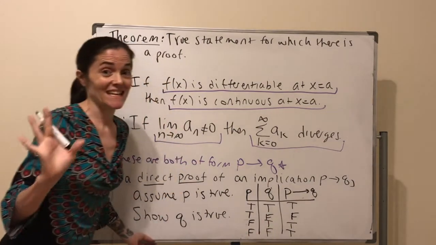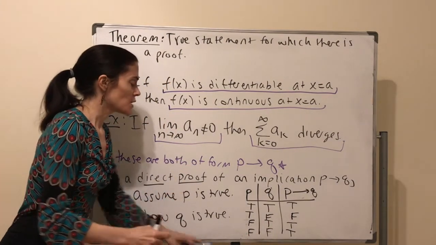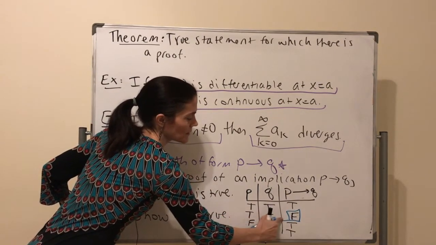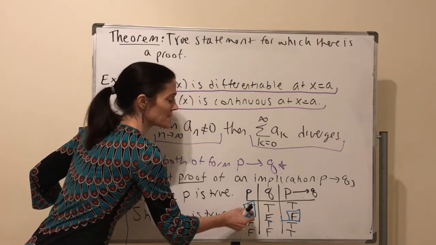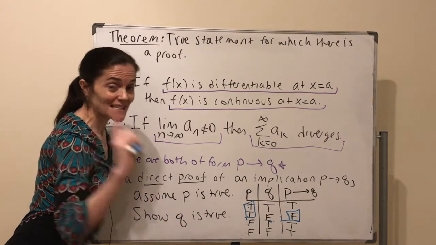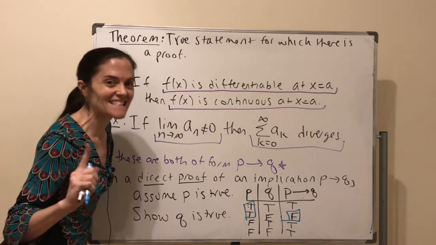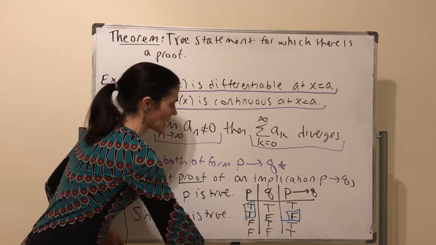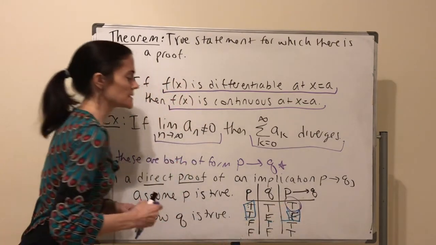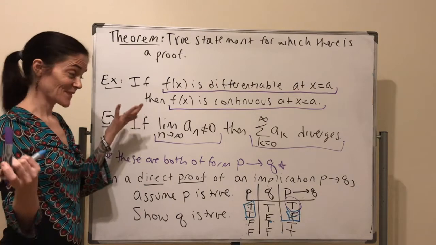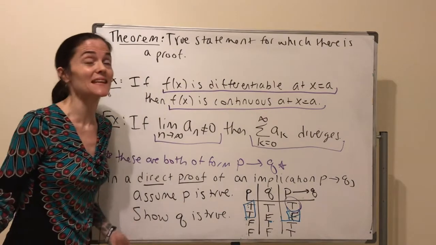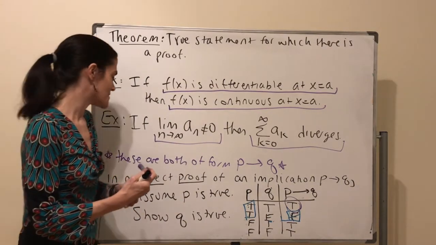So the strategy in a direct proof is you just have to make sure that this one is not happening. So we assume we are in one of these two. And then through our logical argument, in complete sentences and using definitions, we conclude that this cannot happen and we are only in these other possibilities. Because this can't happen, the implication is true. This is the strategy.